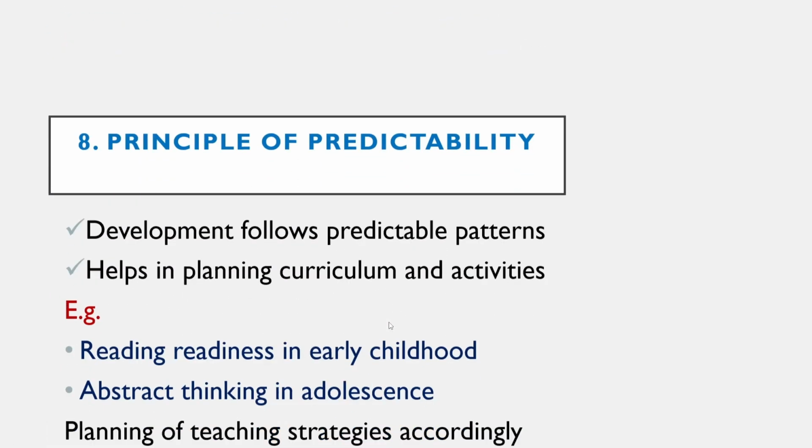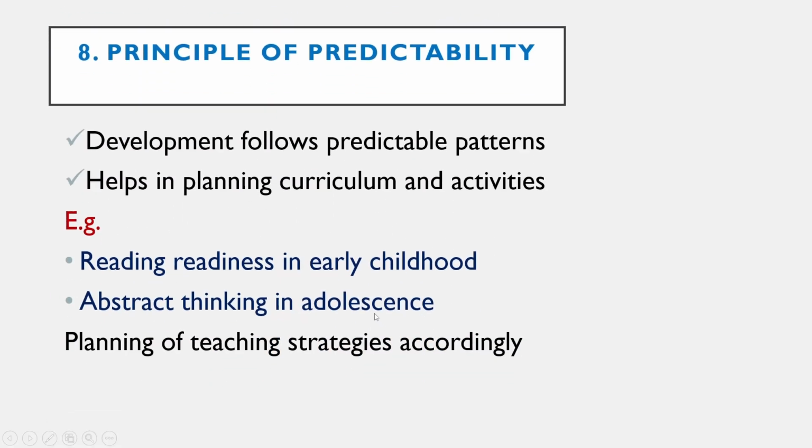Now, the eighth principle is the principle of predictability. Although individuals differ, development follows predictable patterns. So why is it important? This helps teachers plan curriculum, teaching methods, learning activities. For example, reading readiness appears in early childhood, and abstract thinking develops during adolescence. So understanding predictability helps educators teach at the right time and right level.